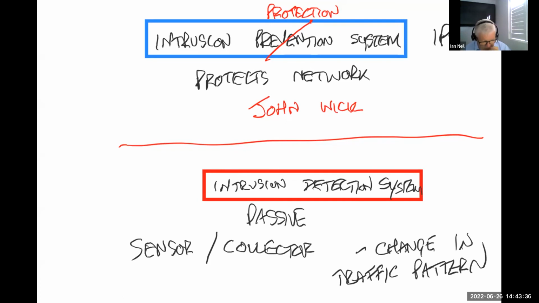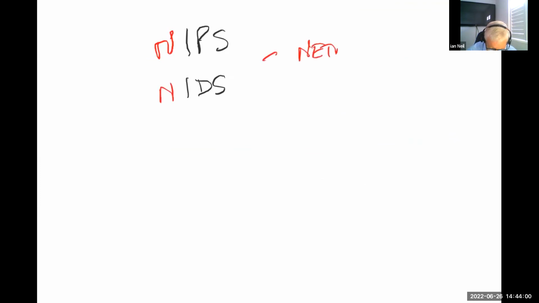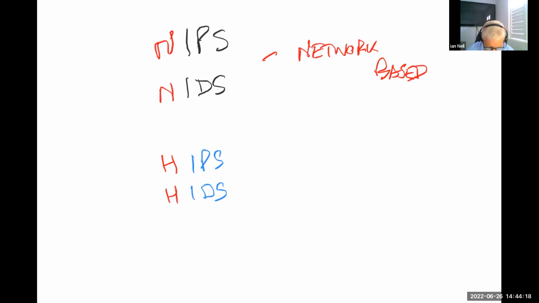So let's go back and look at the IPS and the IDS. If we have got an IPS or an IDS and it's got an N on the front, that's network-based. If we have got an IPS or an IDS and they've got an H in the front, they're host-based. So the network-based devices cannot protect the host, and the host-based devices cannot protect the network.